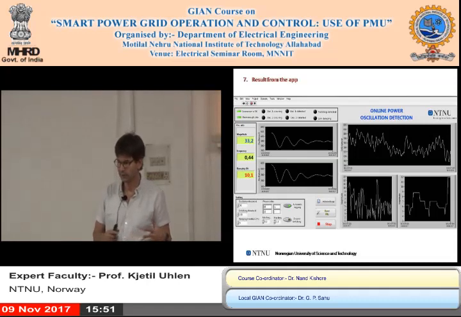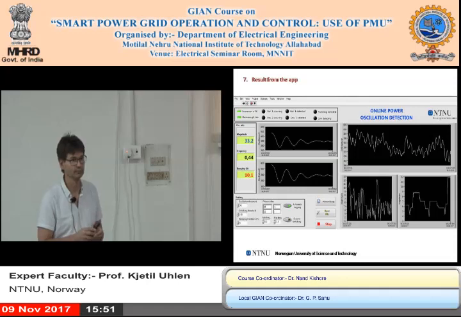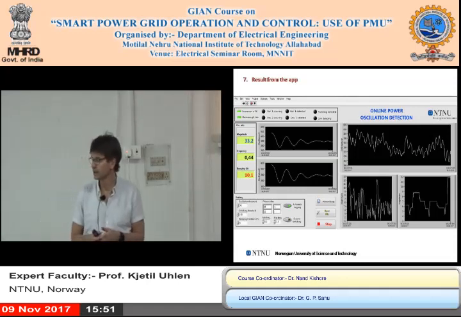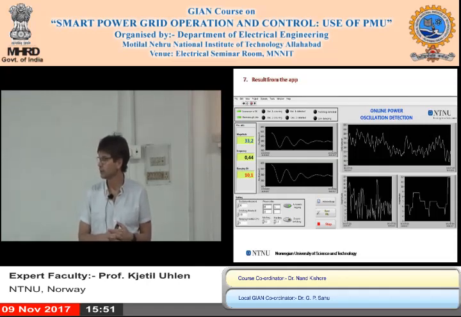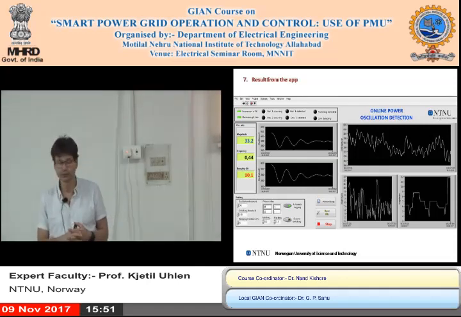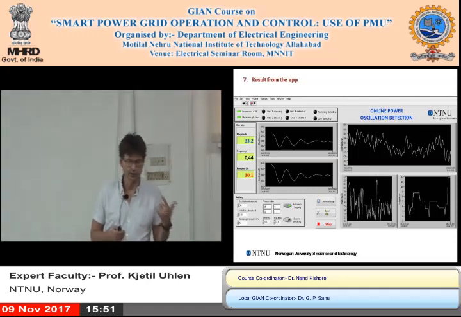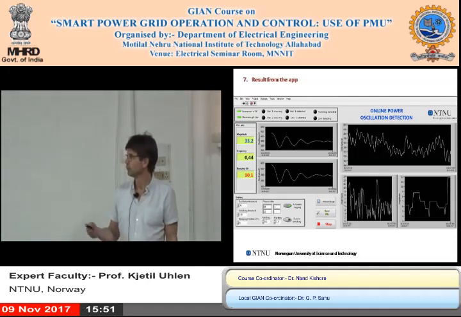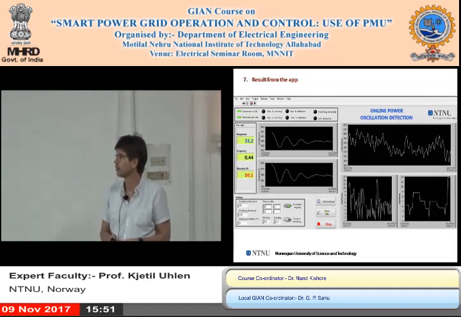So this was to show an alternative way of doing power oscillation monitoring. Then I said I had another application, a little more special one, but related to protection. And that is about identification of the location of faults in what we call coil compensated networks. What is a coil compensated network?